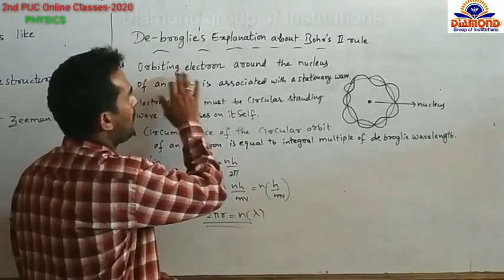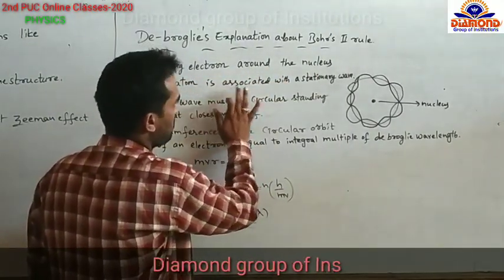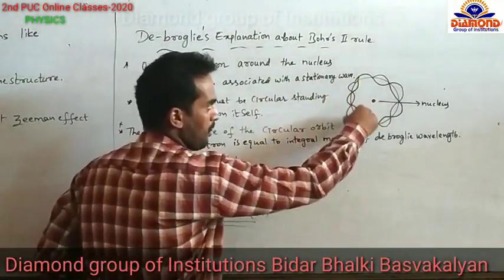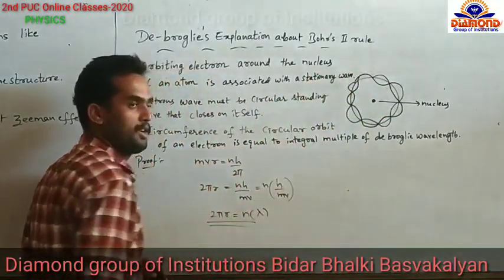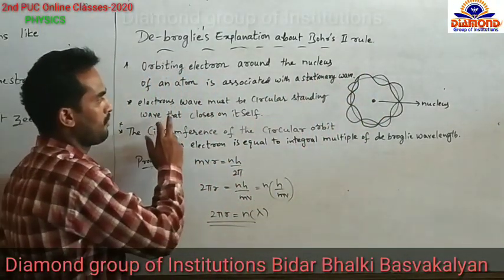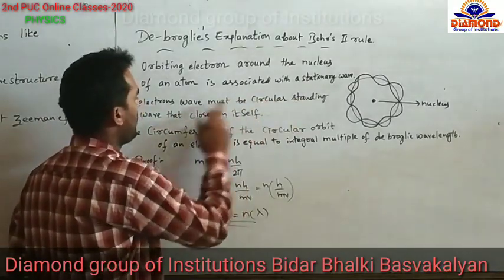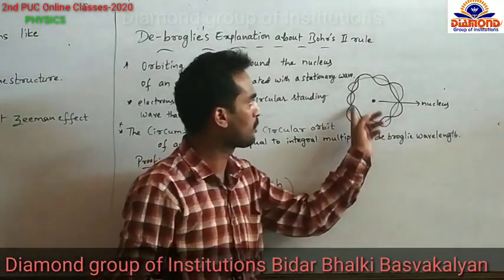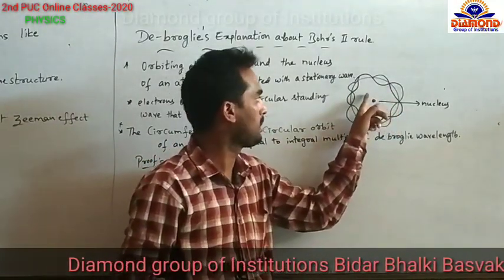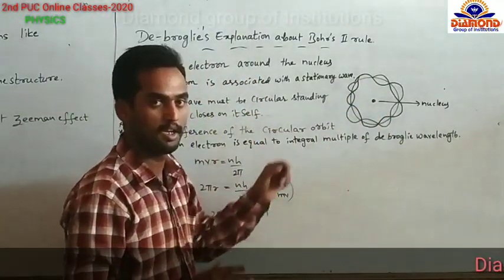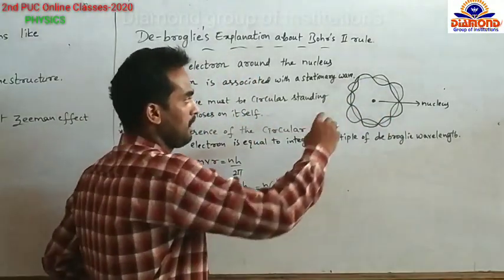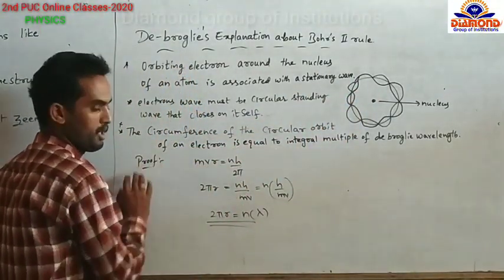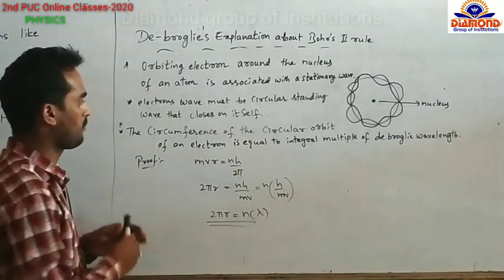So see the point: the orbiting electron around the nucleus of an atom is associated with a standing or stationary wave. That means whenever the electron is revolving, it is moving like a stationary wave. And the electron's wave must be a circular standing wave that closes on itself. In the figure, you can see this wave is completely closed, starting by itself and closed by itself. And the last most important point is the circumference of the electron's orbit.